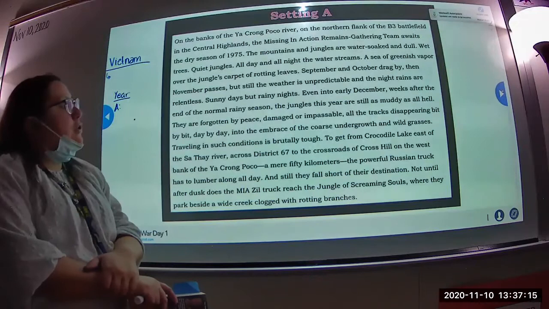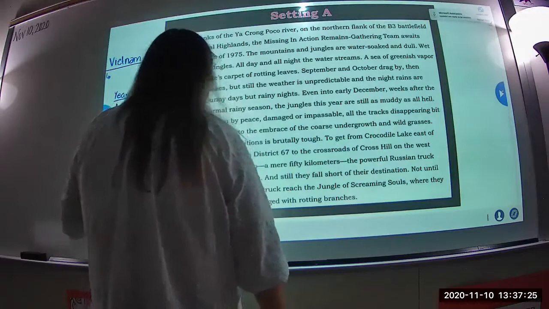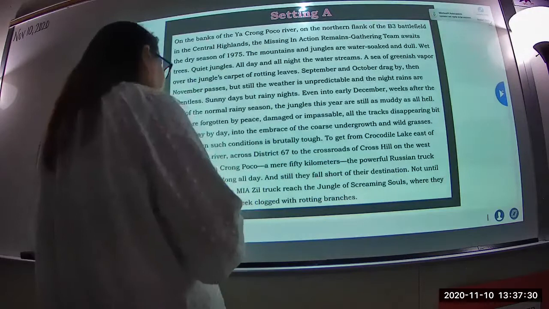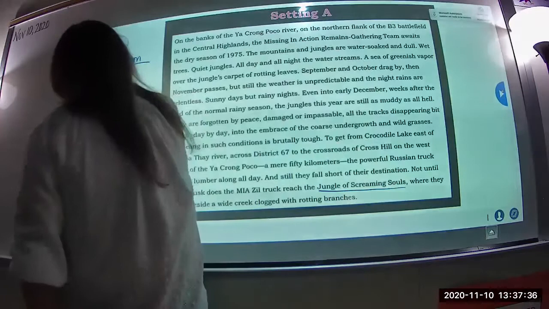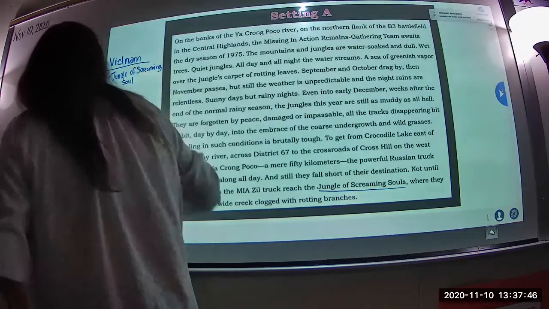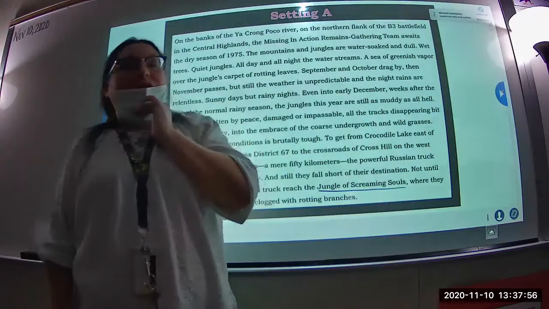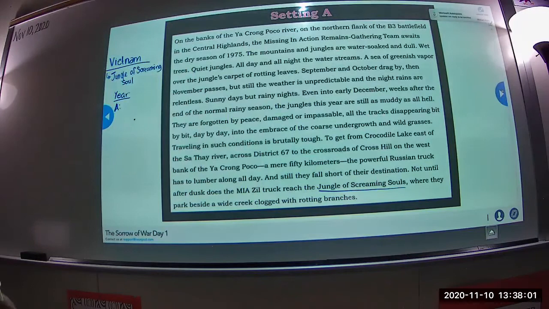So what's their destination? Where is their final destination that they're trying to get to? The jungle of screaming souls. Doesn't that sound inviting? So we have the jungle of screaming souls. And apparently this is a real place. It's been turned into a national park. That sounds very fun. And it's actually near this Crocodile Lake. And when I looked it up, apparently when they say Crocodile Lake, they mean Crocodile Lake. Like there's nothing but crocodiles in there. So does it sound like a very safe, inviting place? No.